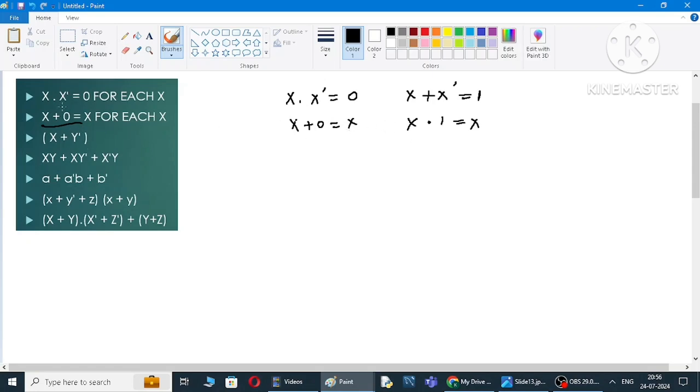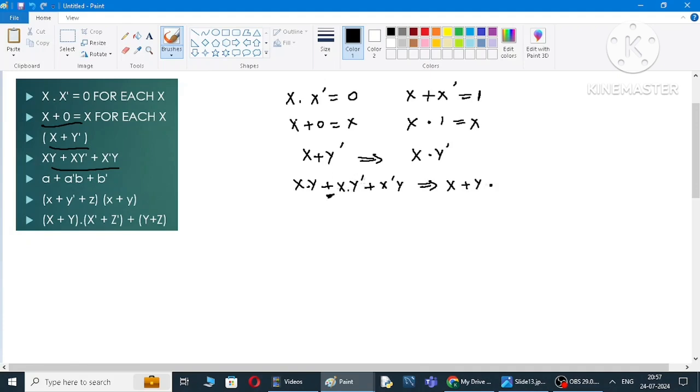In some expressions, there won't be 0, 1 at all. Look at this. x plus y bar. What is the dual of this expression? x dot y bar. That's all. Look at this. xy plus xy bar plus x bar y. What is the dual of this expression? xy means x dot y. So this will be changed to x plus y. And this plus will be changed to dot.